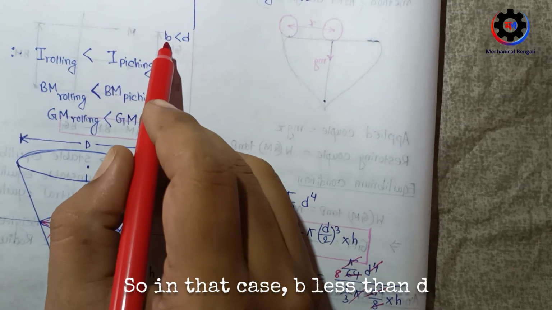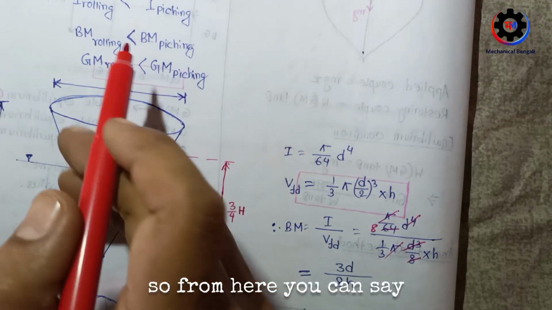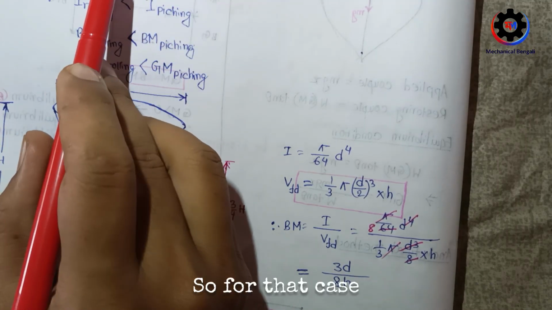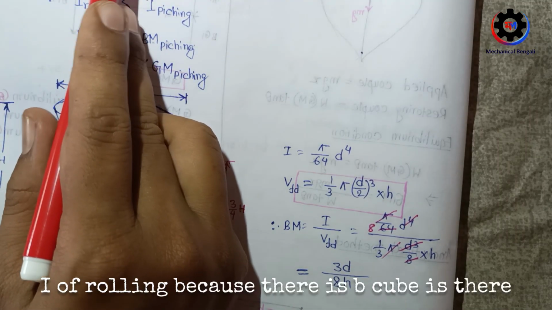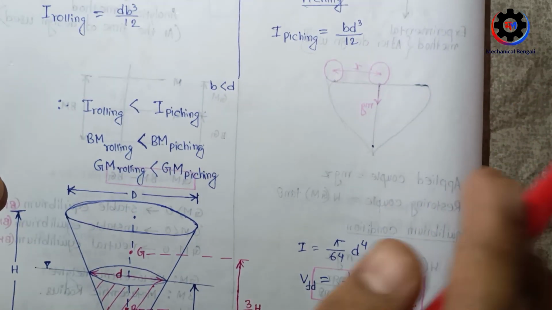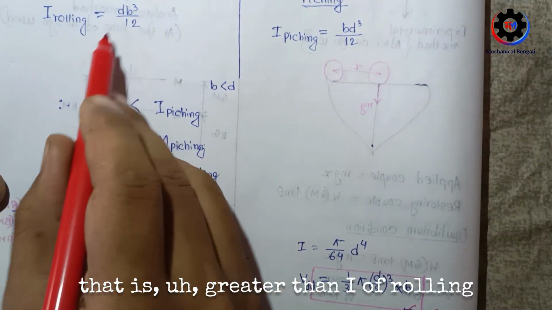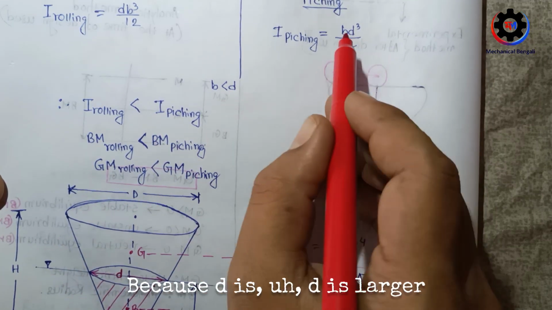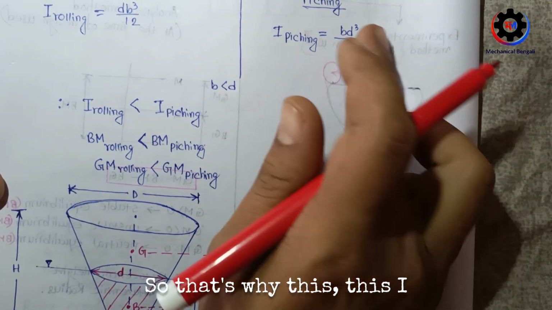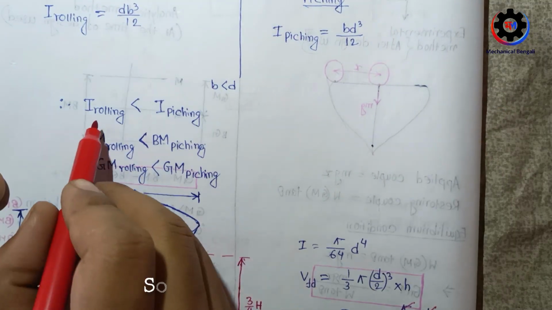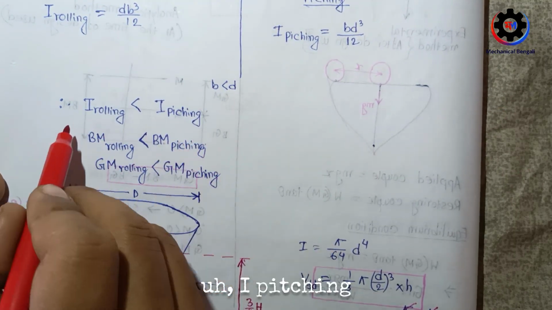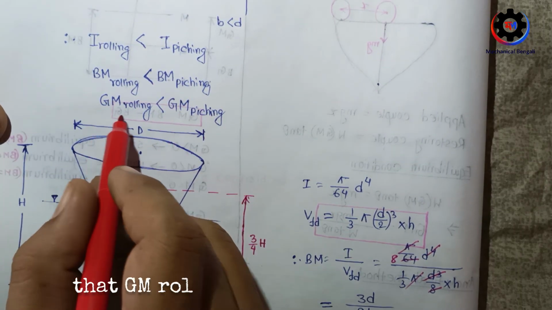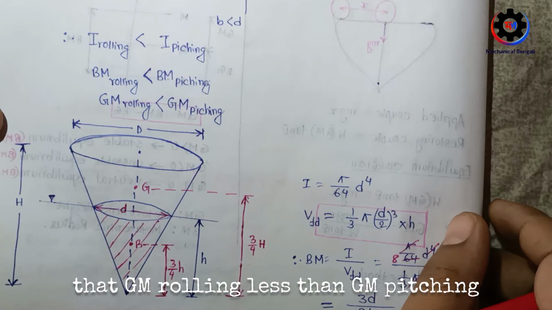So in that case, b is less than d. From here you can say that I of rolling is less than I of pitching, because d is greater than b and there is a cube, so d being larger makes this value greater than that value. So I of rolling is less than I of pitching. So from here BM rolling is less than BM pitching, and from here you can say that GM rolling is less than GM pitching.